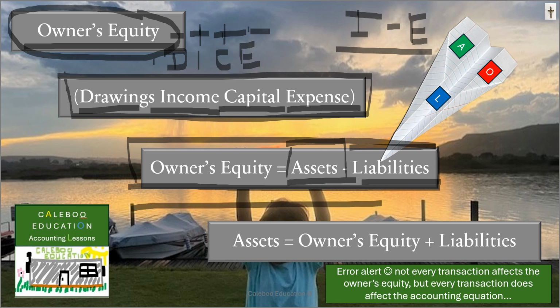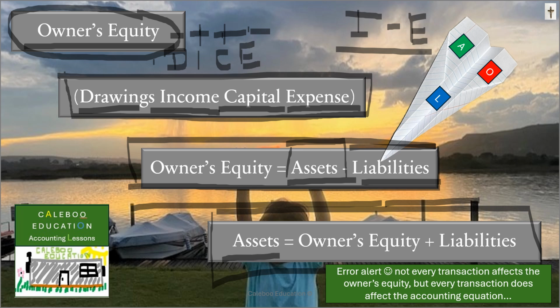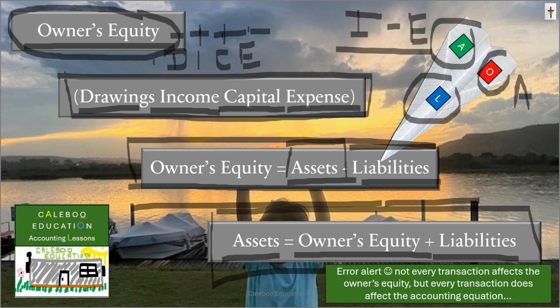And there we go. The owner is worth his assets, the value of his assets less the value of the amount of money owed within the business. And if you make assets the subject of the formula, you will get assets is equal to owner's equity plus liabilities. A equals O plus L. Assets is equal to owner's equity plus liabilities.